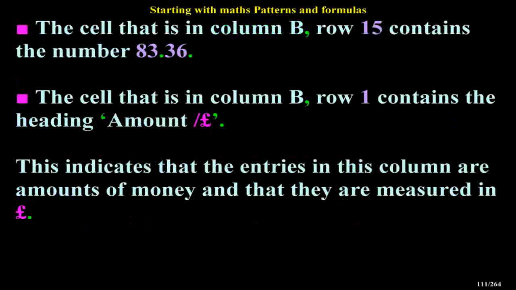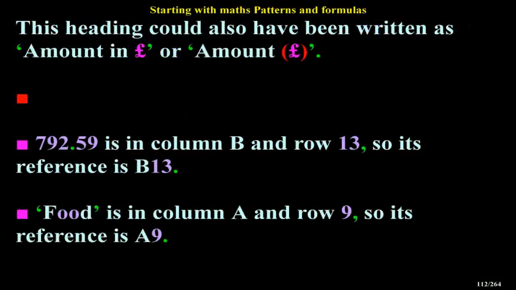The cell that is in column B, row 1 contains the heading amount. This indicates that the entries in this column are amounts of money and that they are measured in pounds. This heading could also have been written as amount in pounds or amount. 792.59 is in column B and row 13, so its reference is B13. Food is in column A and row 9, so its reference is A9.